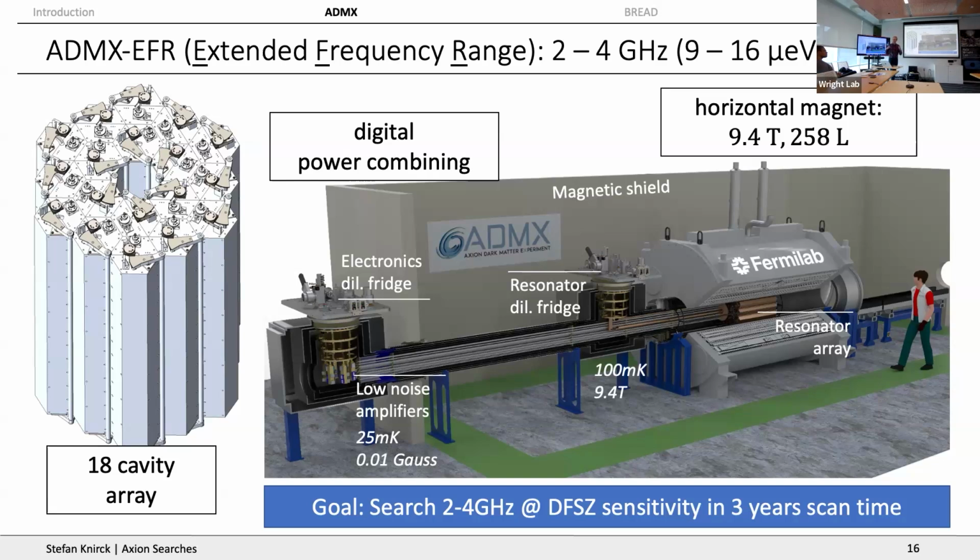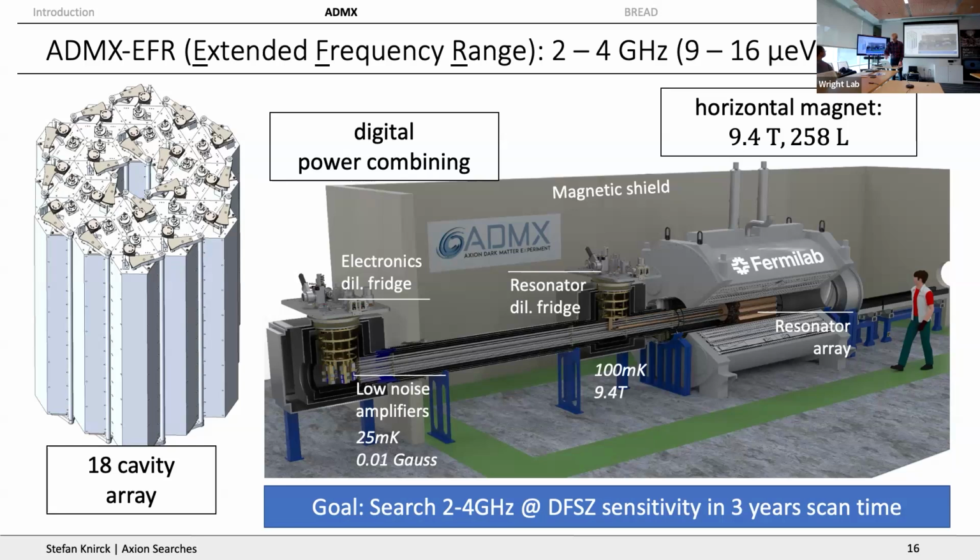And we think that with this larger volume and larger magnetic field, we can scan with DFSZ sensitivity the 2 to 4 gigahertz range in a scan time of about 3 years, which is significantly faster than what we have done with the current ADMX bands, just because we have more volume here. The resonators will have their dedicated dilution refrigerator, and the readout electronics will be far away from the magnetic field to shield them, and each individual cavity will have its own readout electronics.